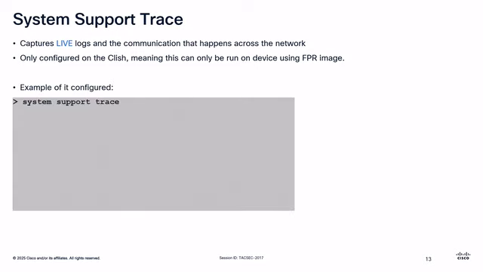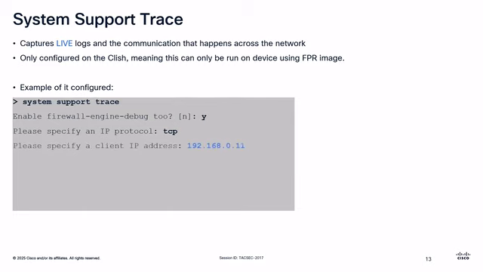So from the CLISH, we're going to do system support trace. From there, it's going to ask you if you want to enable debugs. I'm a big believer if I don't know what's happening, I definitely want more information. So I'm saying yes to debugs. I want as much information as it's going to give me because I have no idea why my traffic's not working. From there, it's going to specify port. I'm going to do TCP. We're still going to put my workstation's IP.